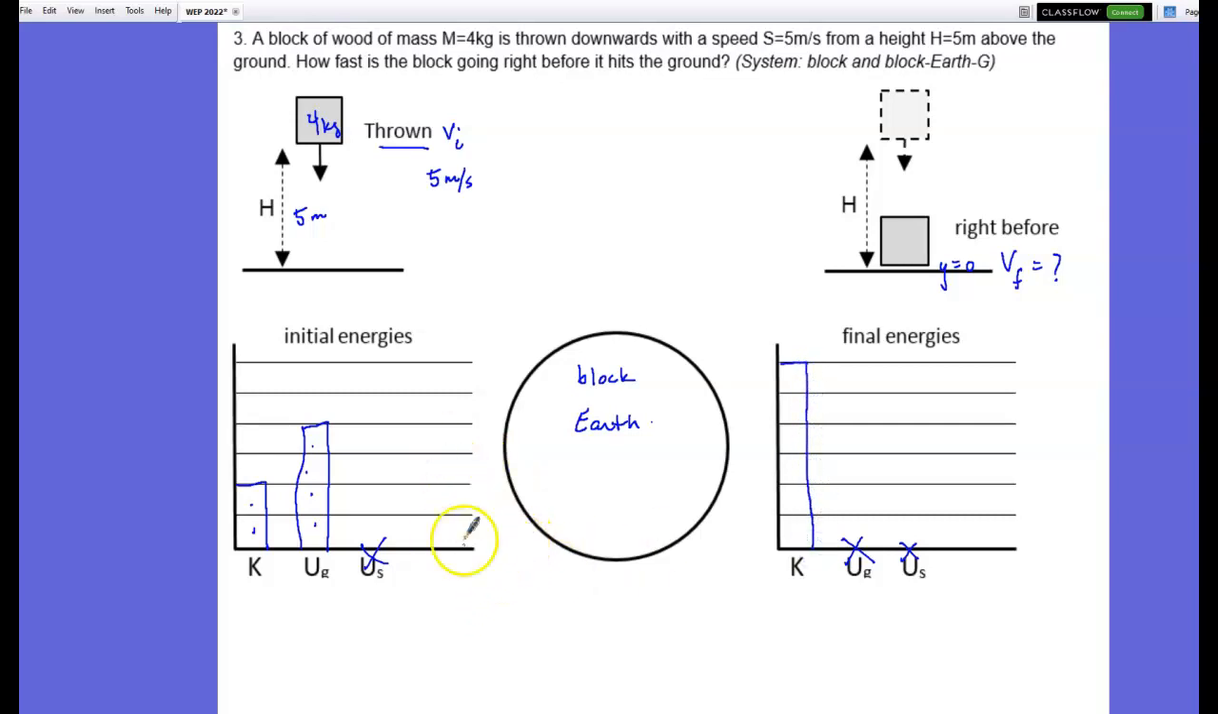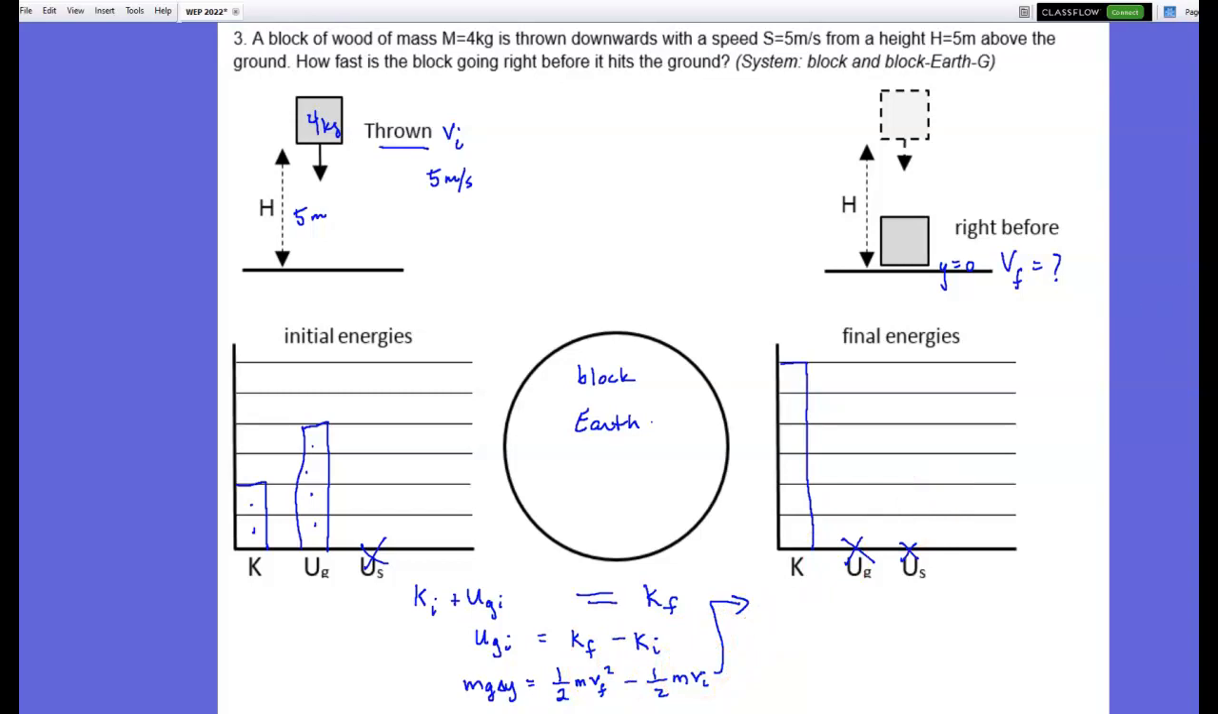So now when we do our conservation of energy equation, we're going to have the kinetic energy initially plus the gravitational potential energy initially, nothing added, nothing taken away, so just equals the kinetic energy final. And remember, we're looking for that final speed. I'm going to rearrange this. Gravitational potential energy initial must be equal to the final kinetic energy minus the initial kinetic energy, if I move that initial kinetic energy over here. So I get mg delta y equals 1/2 mv final squared minus 1/2 mv initial squared.